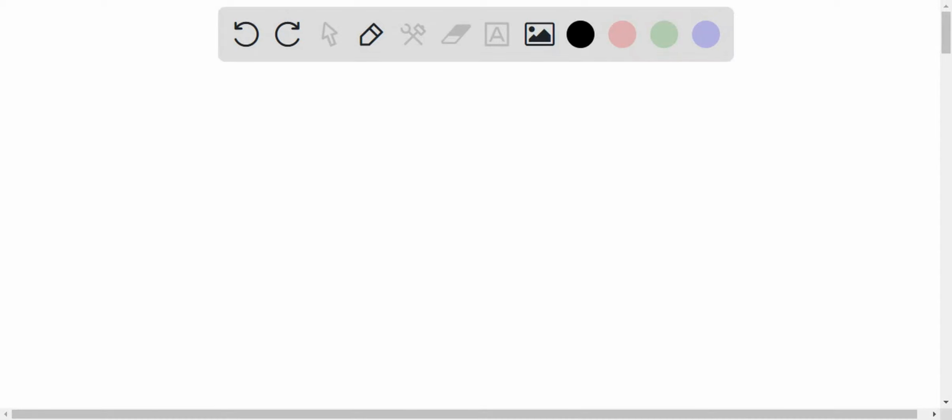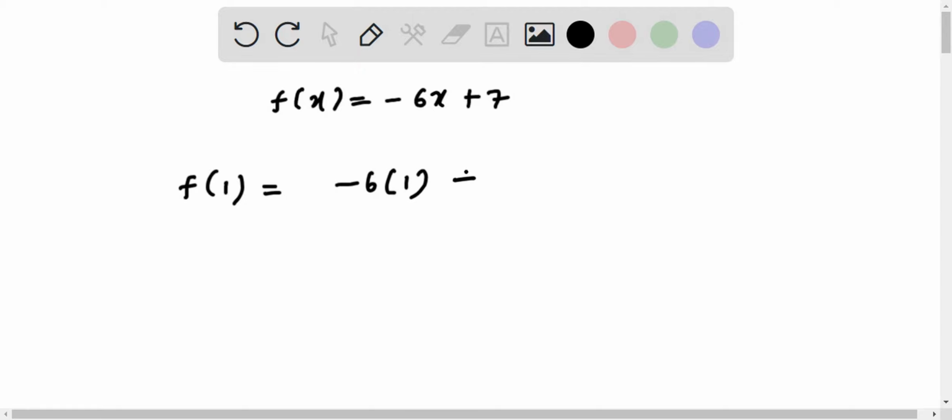Teacher for this question, and our question says that if f of x is equal to minus 6x plus 7, then find f of 1, f of 0 and f of minus 1. So if f of x is equal to minus 6x plus 7, first of all, f of 1 needs to be evaluated. In place of x, you will be writing 1 here. So 7 minus 6 can be written as 1.